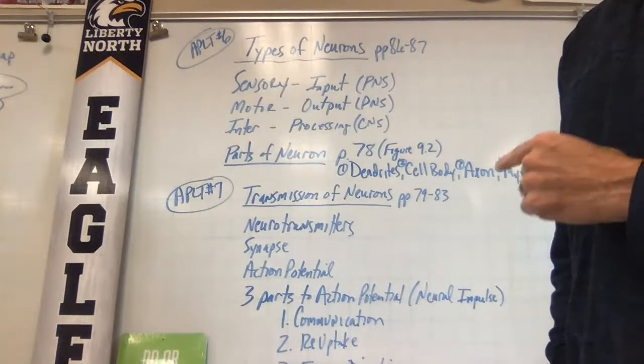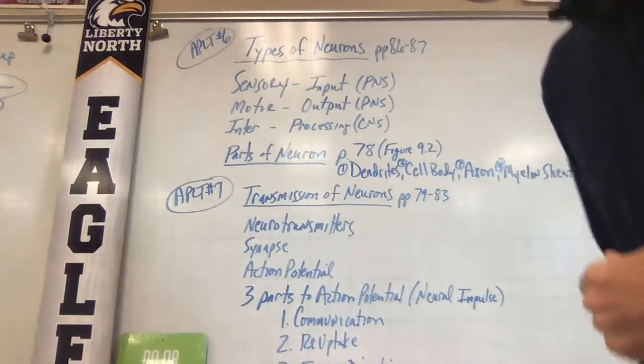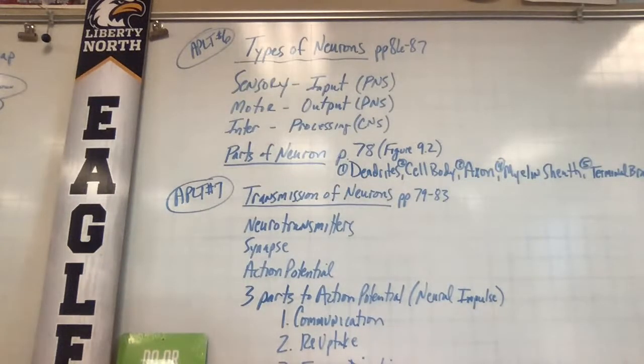And then my third type are what we call interneurons, and they are neurons in my central nervous system, throughout the brain and spinal cord, and they are in charge of the processing. So again, we have input, sensory neurons; processing, interneurons; and output, motor neurons. That's pretty much how it goes.